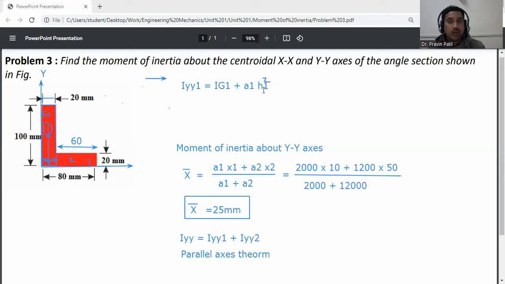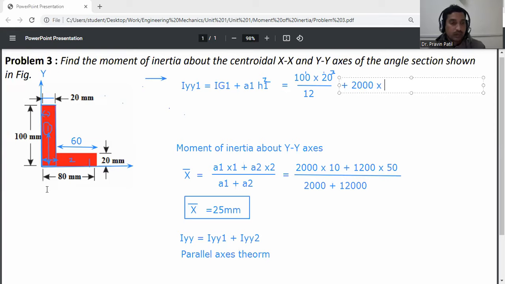So Iyy1 is equal to Ig1, which for the first rectangle is db cube by 12. Here D is 100 and B is 20. So this one is D and this one is B. So db cube by 12 plus A1, which is again 2000.